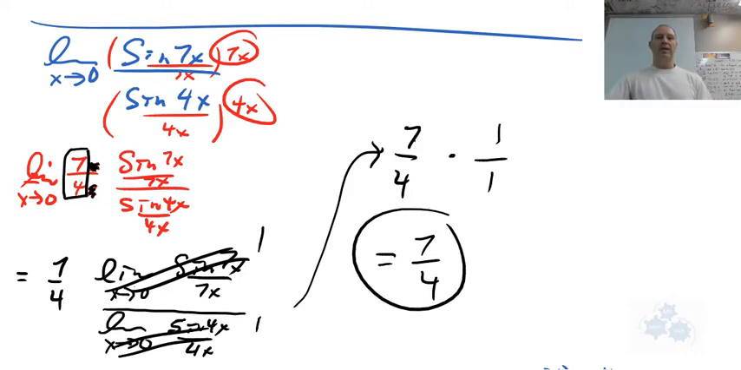So we might not get that. If you just plug in 0, you're like, well, 0 over 0. That's understandable. So what are we going to do? Well, that's how you do that.